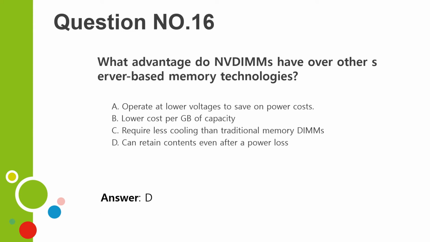Question number 16. What advantage do NVDIMMs have over other server-based memory technologies? A. Operate at lower voltages to save on power costs. B. Lower cost per gigabyte of capacity. C. Require less cooling than traditional memory DIMMs. D. Can retain contents even after a power loss. Answer, D.